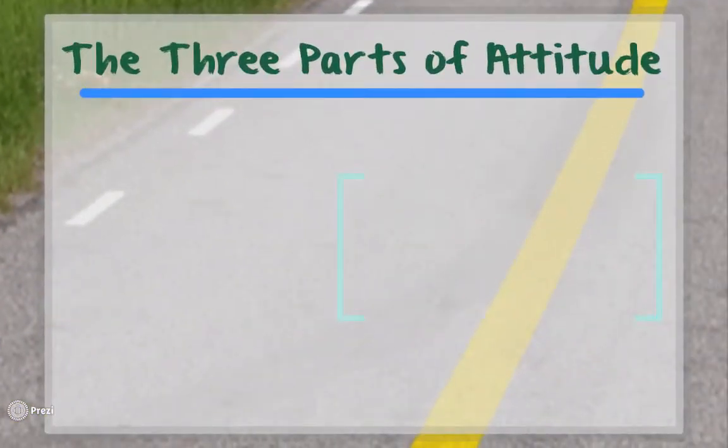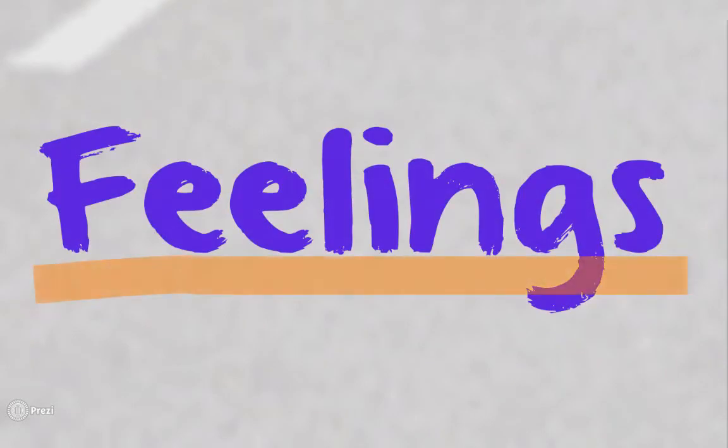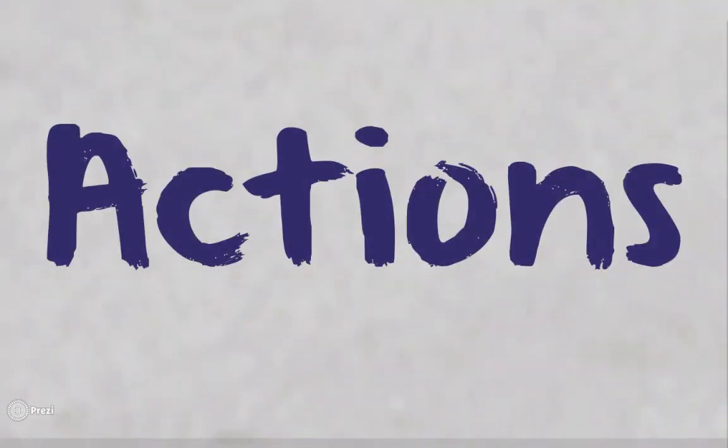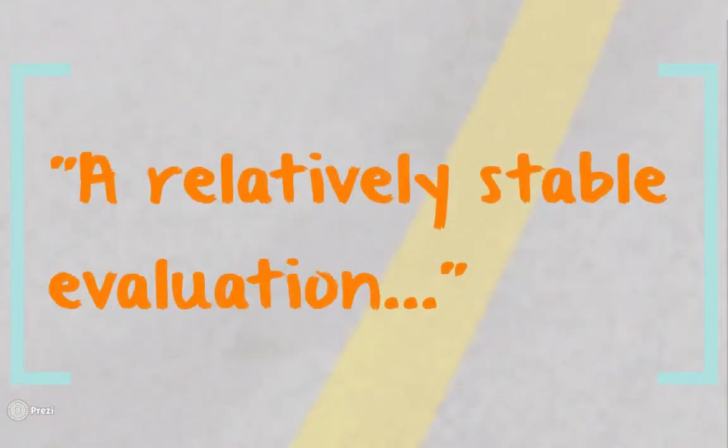There are three components of attitude. They are thoughts, feelings, and actions. Together, these form a relatively stable evaluation. The first component involves our thoughts. Thoughts come into our mind automatically. We make observations and we categorize things. These observations are spontaneous and often harmless.